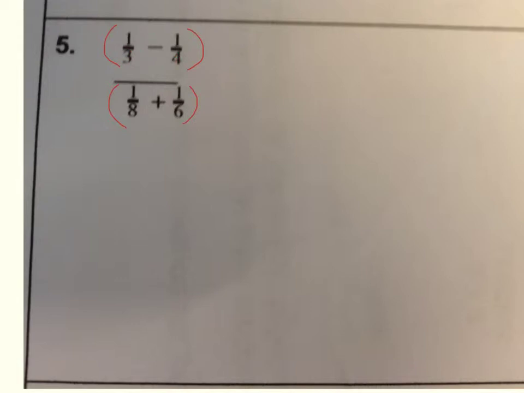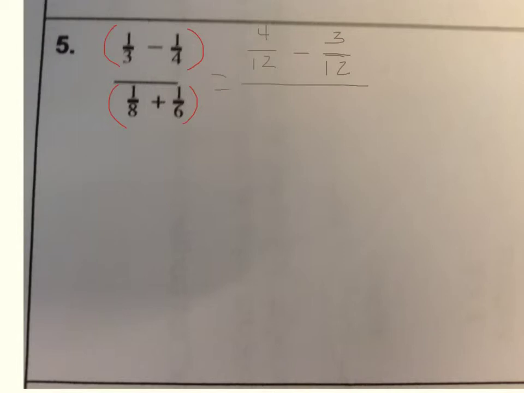I cannot subtract those because they do not have a common denominator, so I'm going to create a common denominator of 12, because 3 and 4 both go into 12, sorry. So I have 1/3. If I multiply 3 times 4 to get 12, I also need to multiply my numerator of 1. And also 1/4 then becomes 3/12.